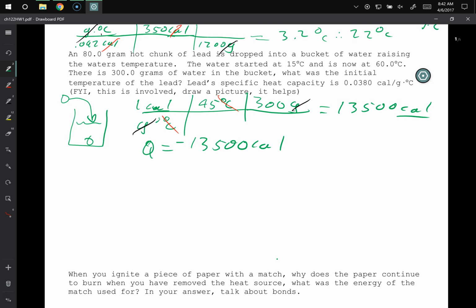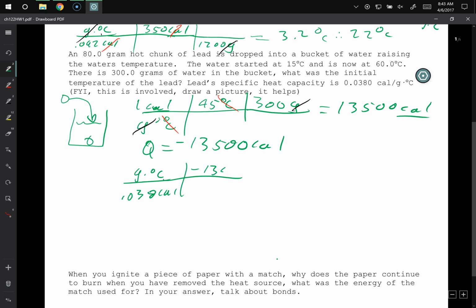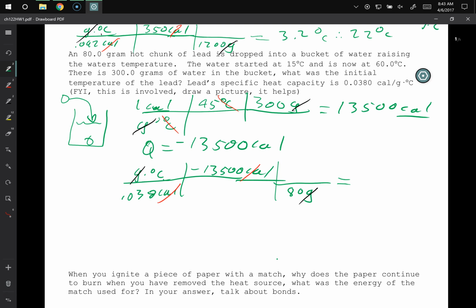So I need a temp unit. So lead specific heat, I'll just write it upside down. Grams degrees C, 0.038 calories. So negative 13,500 calories goes here, so that way I can cancel out the calorie unit. And then I need to cancel out the gram unit with 80 grams here. Cancel out the grams, and so I'm left with a degree C. So divided by 0.038 and divided by 80.